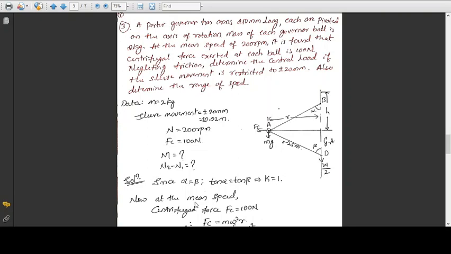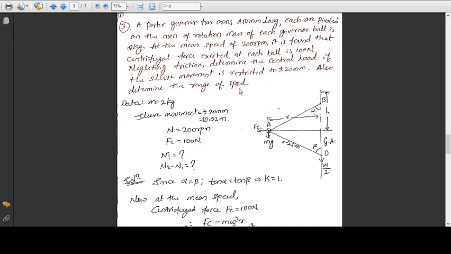So the statement of the problem is, a Porter governor has arms 250 mm long. Each is pivoted on the axis of rotation. Mass of each governor ball is 2 kg, at the mean speed of 200 rpm. So here he has given the mean speed. It is found that the centrifugal force exerted at each ball is 100 Newton. Neglecting friction, determine the central load if the sleeve movement is restricted to plus or minus 20 mm, and also determine the range of the speed here.